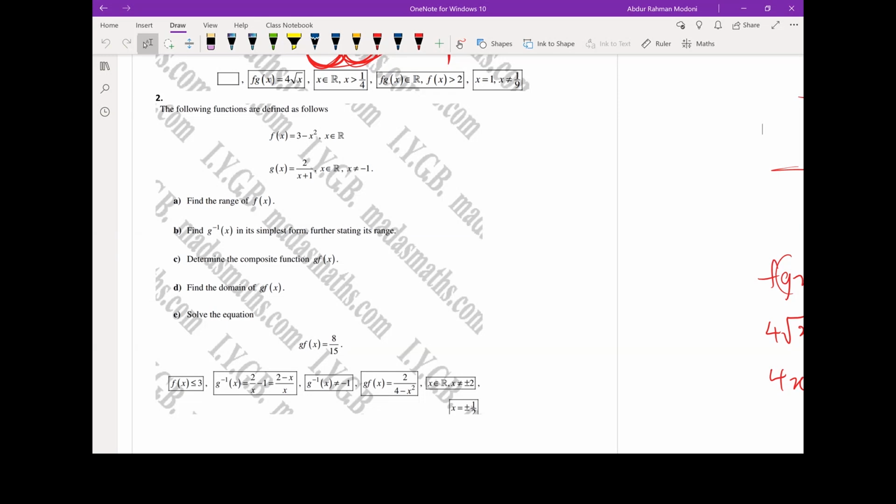Determine the composite function. Should have been straightforward. That should have been okay. Don't think anyone should have had any issues with that. Find f of x and then substitute it into g of x. Okay.